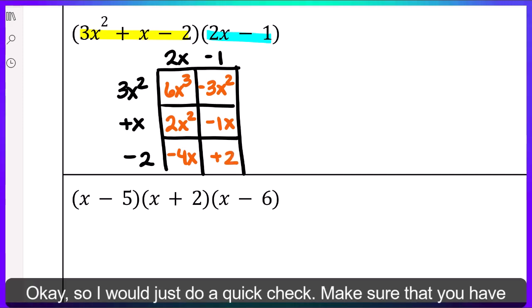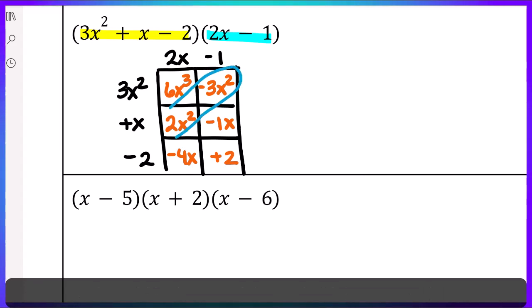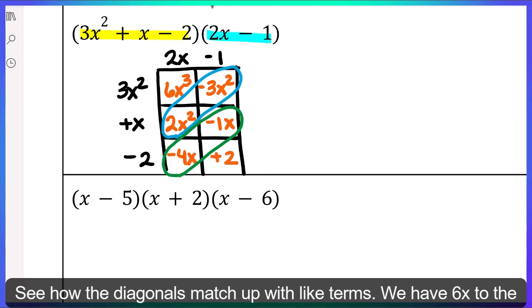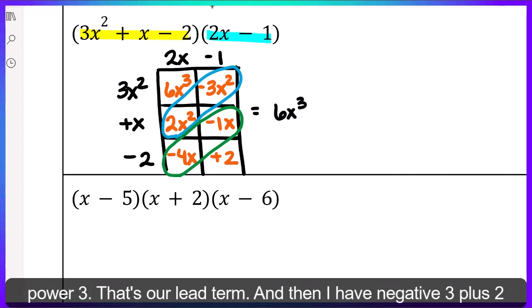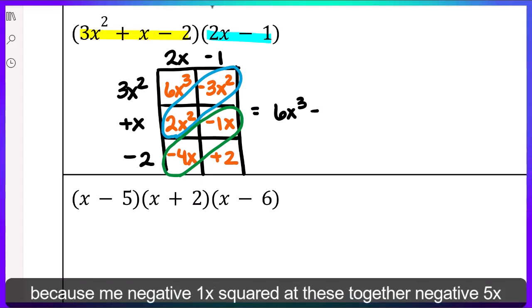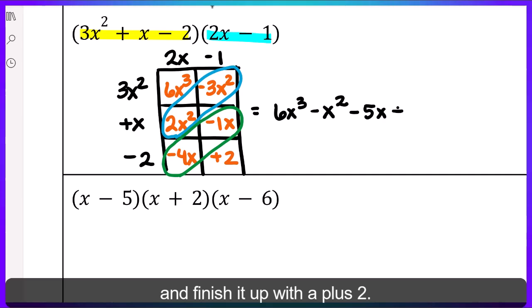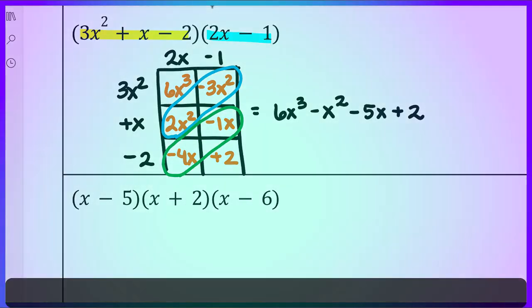Okay, so just do a quick check. Make sure that you have everything multiplied correctly. See how the diagonals match up with like terms. We have 6x to the power of 3. That's our lead term. And then I have negative 3 plus 2 gives me negative 1x squared. Add these together, negative 5x, and finish it up with a plus 2.